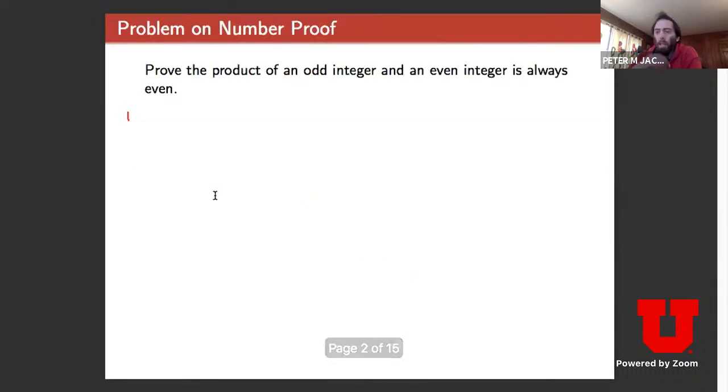So here is the first problem. We're going to be doing a lot of proofs today. Here's the first one. Prove the product of an odd integer and an even integer is always even. Take a couple minutes to do that, and then we'll do it together.